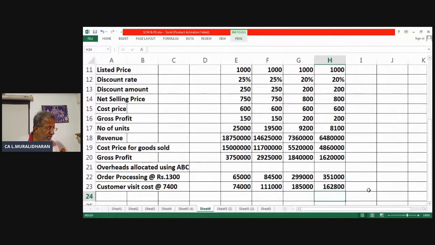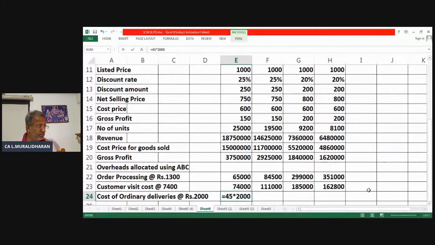Next comes ordinary deliveries. Cost of ordinary deliveries at the rate of rupees 2,000. The number of ordinary deliveries you know as 45. So 45 into 2,000. Then 50 into 2,000. 175 into 2,000. Equal to 200 into 2,000.